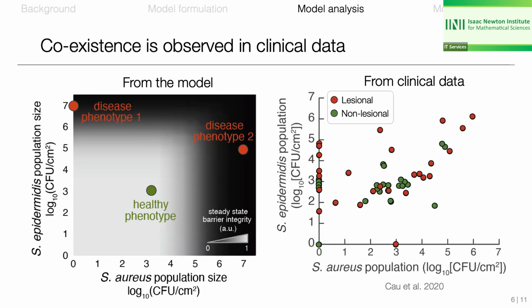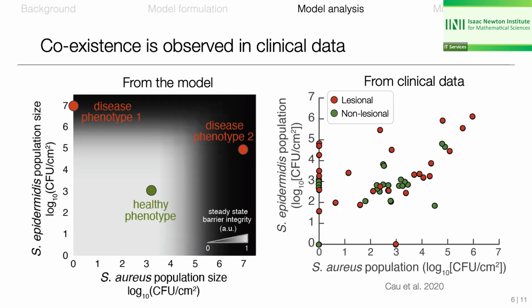The first thing is that at a healthy state, you tend to see lower population sizes of S. aureus and S. epidermidis, whereas when you're at a disease state, there tends to be a higher population. We can also see that with the stable steady state where S. epidermidis is dominant, there are a couple of patients with that characteristic here. But the most important thing that we feel the model can capture is the coexistence of S. aureus and S. epidermidis in AD skin.